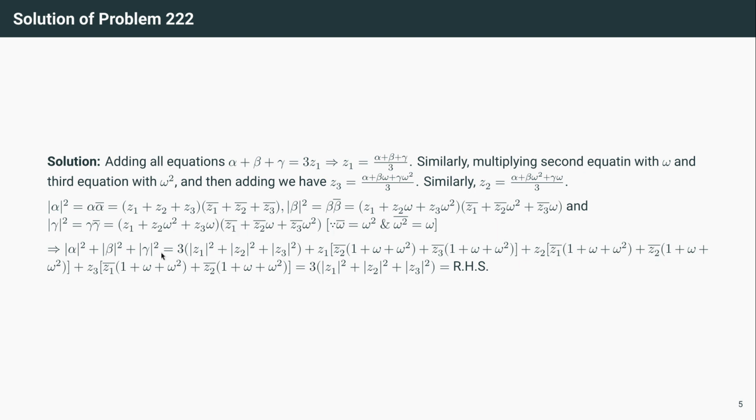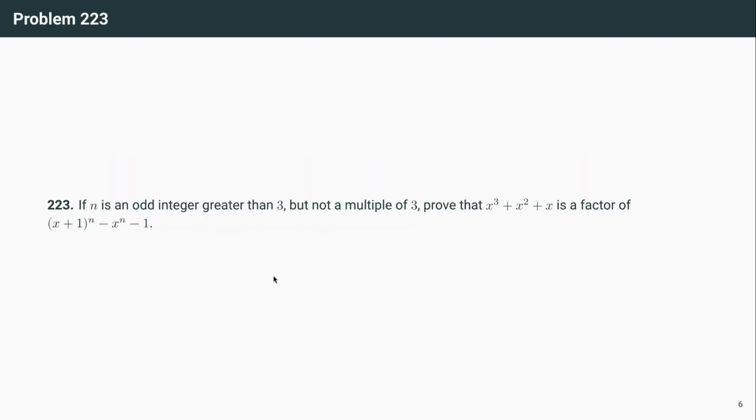Okay. Now once we have these three values, we simply add and we make all those terms 0 where 1 plus omega plus omega square comes as a factor. So this becomes 0, this becomes 0, and all these terms become 0. And we will be left with 3 into mod z1 square plus mod z2 square plus mod z3 square.